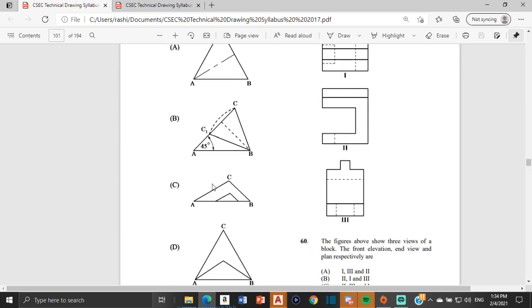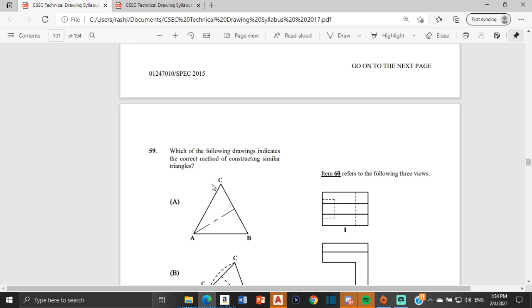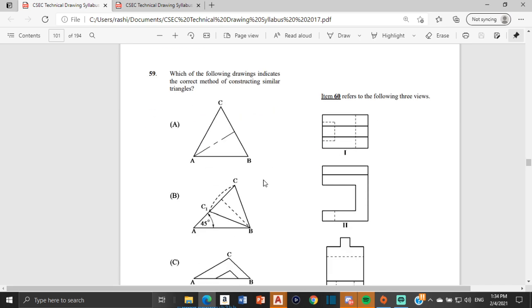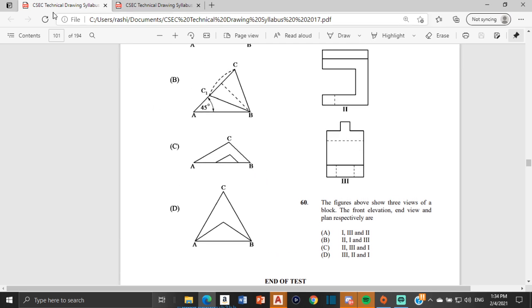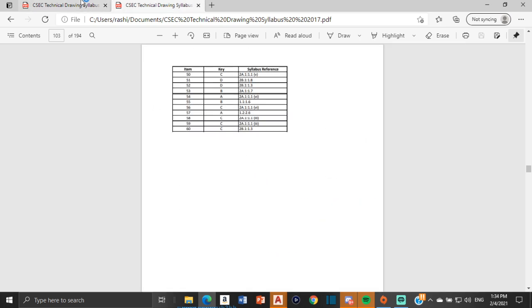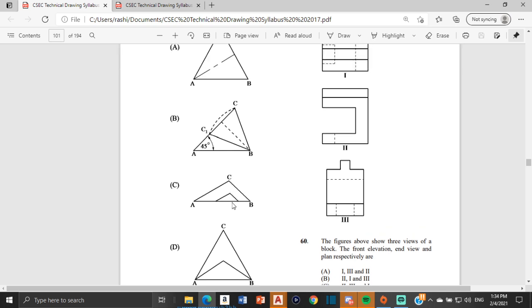Number 59 says, which of the following drawings indicate the correct method of constructing similar triangles? Alright, constructing similar triangles. The answer should be C. Let me say number 59 is indeed C. Similar triangles, so the proportions will be the same, but it's just reduced. The proportions will be the same, but the scales would be different. The lengths of the lines would be different, but the proportions would be the same. So the answer would be C.